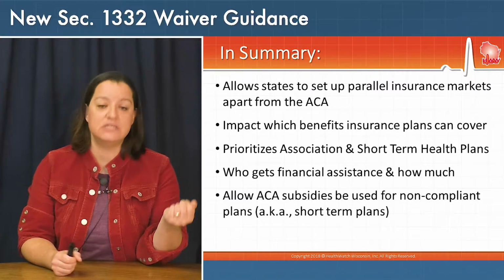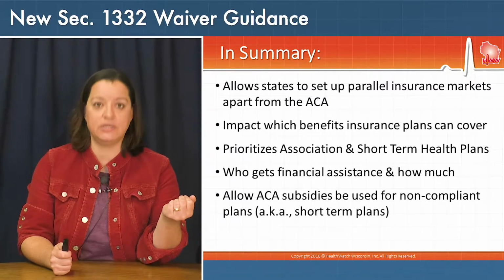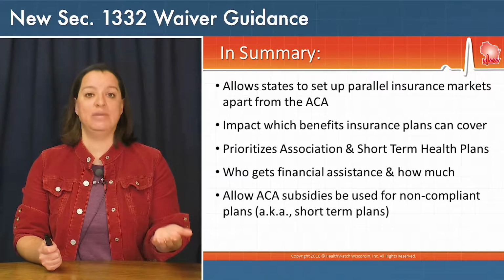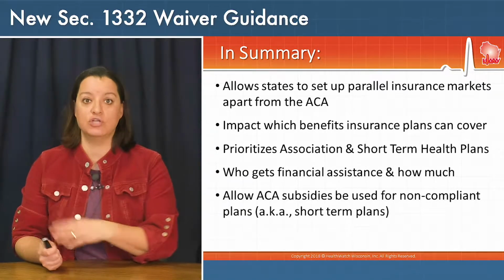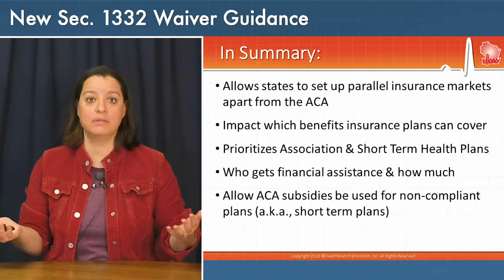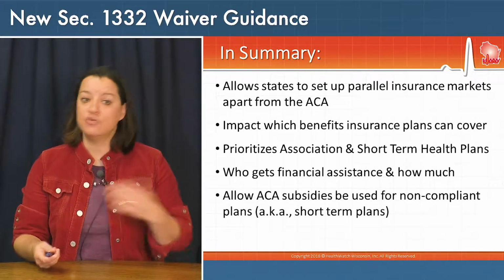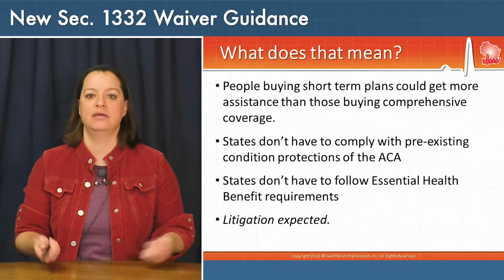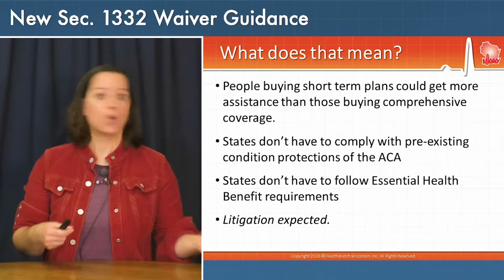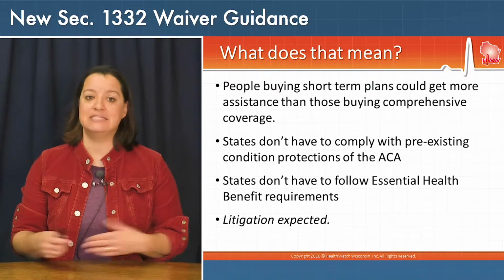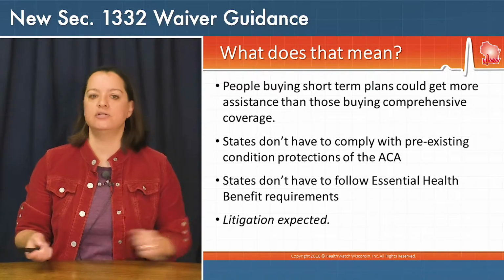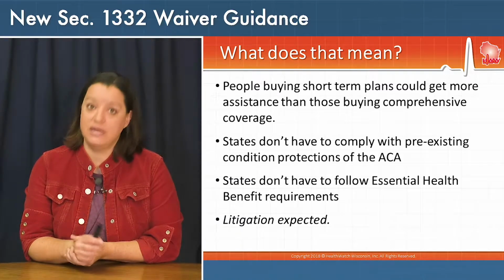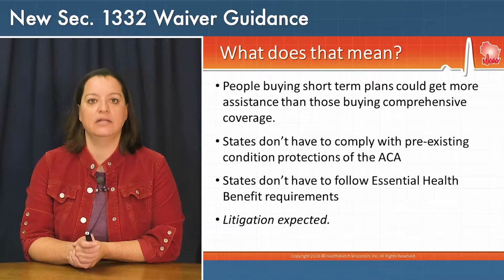And guess what? States can decide how subsidies are going to be rolled out and how much money people can get. You could have a system in a state where people buying short-term plans could get bigger tax credits than people buying comprehensive coverage. That could just be the way that the state decides they're going to compensate people for the coverage that they buy. So that means that ACA subsidies could be used for what are considered non-compliant plans. People buying short-term plans could get more assistance than those buying comprehensive, and states, in this whole new parallel insurance market, don't have to comply with pre-existing condition protections, essential health benefits, and as you can imagine, many advocates are expecting litigation will follow.